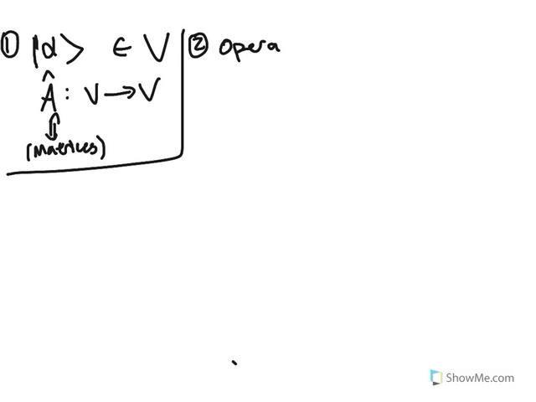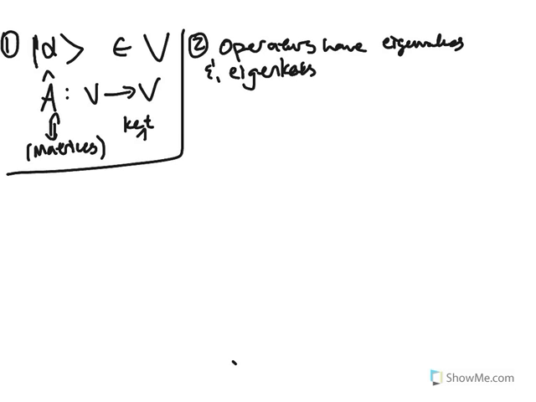So block 2 is operators have eigenvalues and eigenvectors, but I'm going to call them eigenkets because I'm going to use the word ket and vector interchangeably. They just kind of mean the same thing. And so in quantum mechanics, we assume that all of our observable operators have eigenbases.